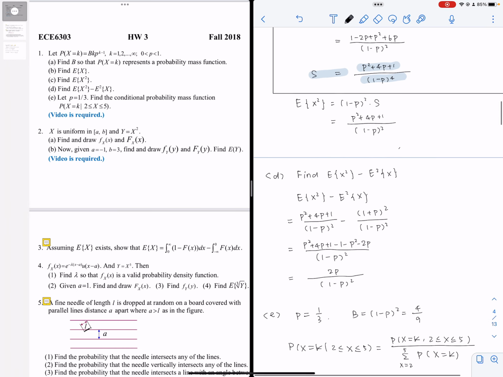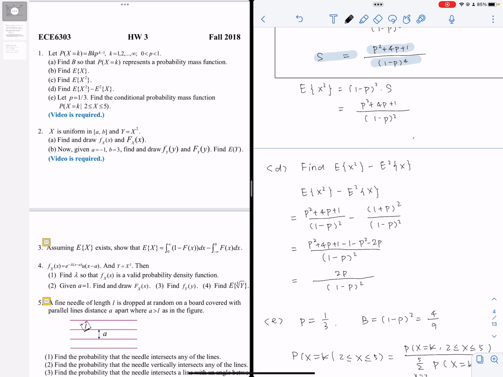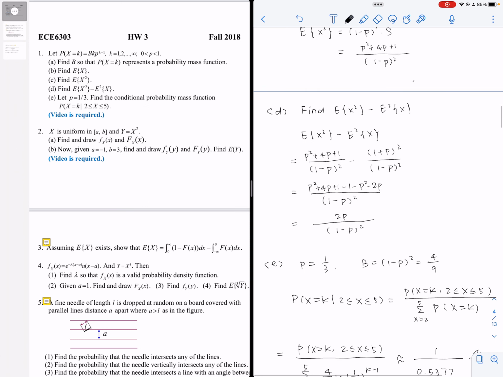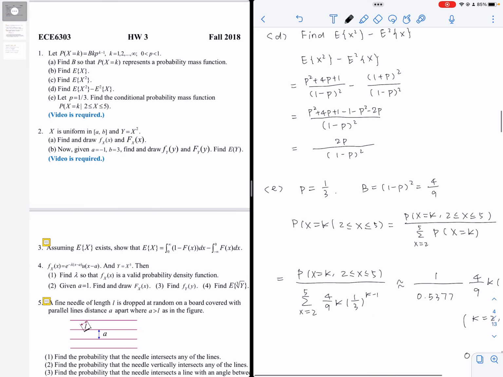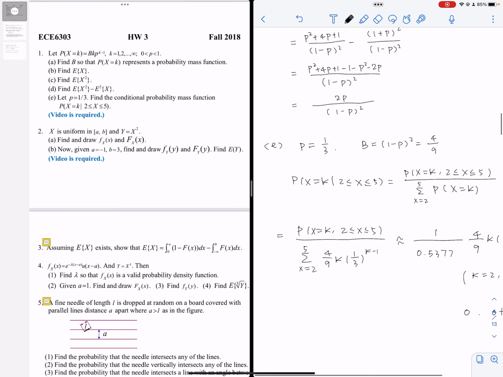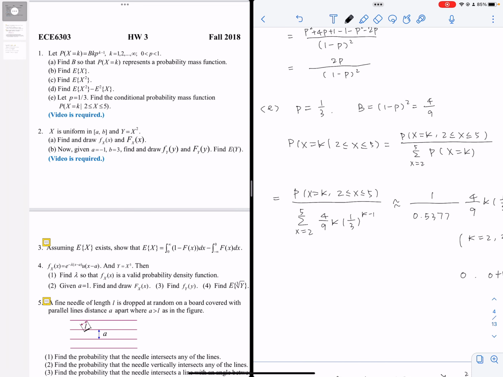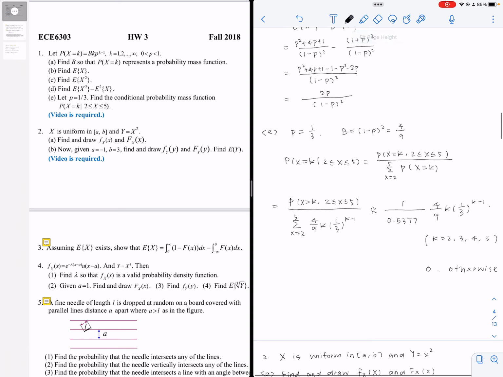Okay, so problem D would be kind of easy. We just need to do a subtraction and then some easy fractional work. And then we'll get 2p over 1 minus p squared. And the last problem, when p is equal to 1/3, find the conditional probability mass function, given that x is between 2 and 5 inclusive, and the probability of x when x equals k.